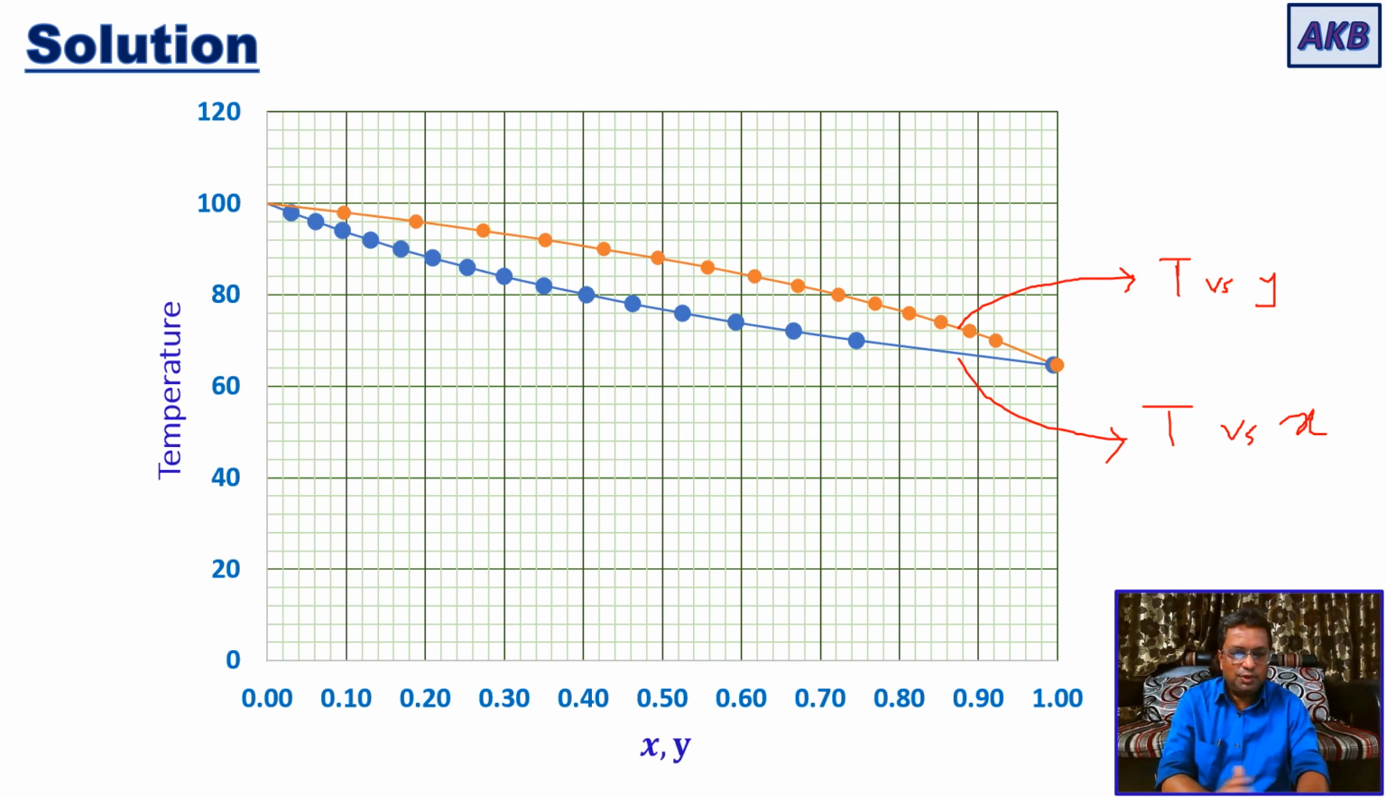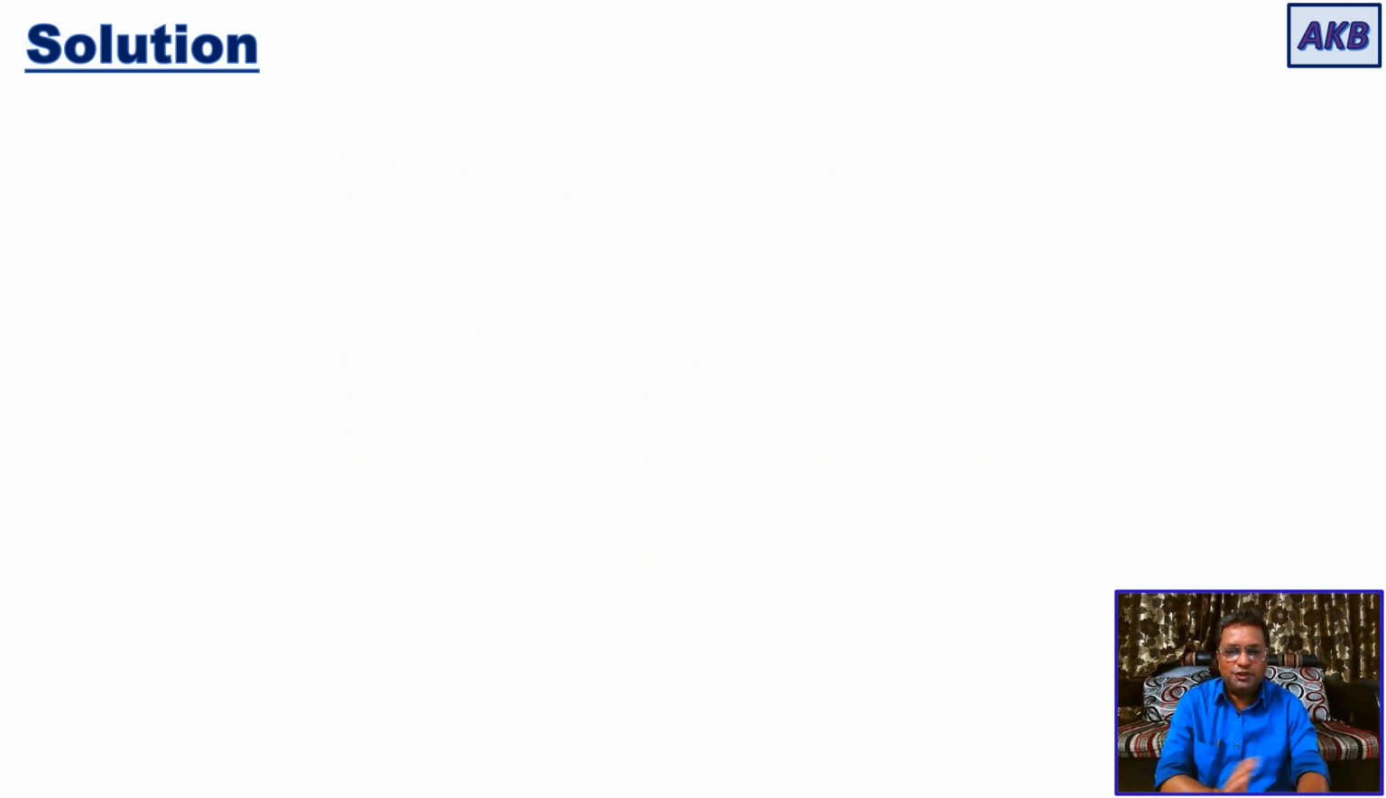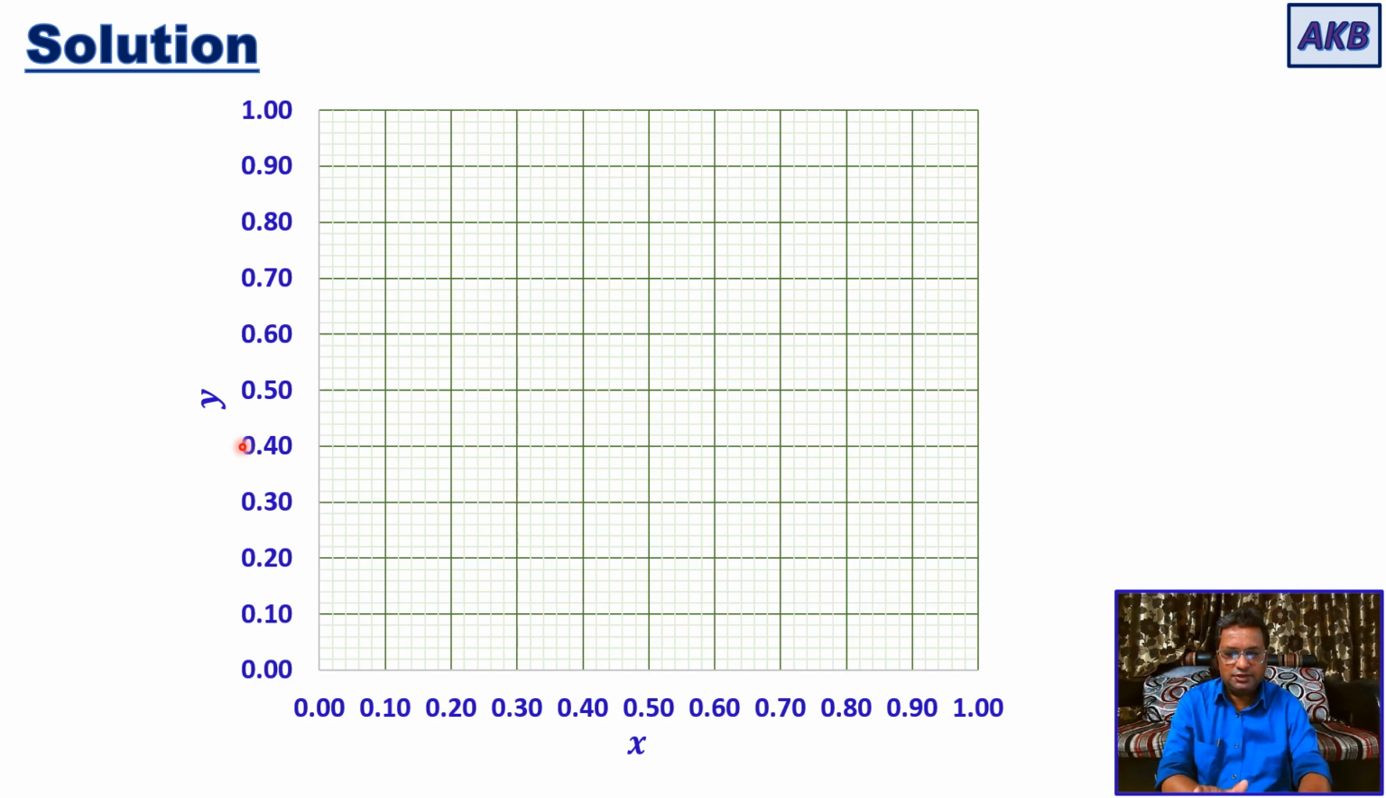So plotting of the boiling point diagram is over. Now we are left with plotting of the distribution diagram. For that, x, that is the mole fraction of methanol in the liquid solution, will be plotted on the x-axis, and the mole fraction of methanol in the vapor phase will be plotted on the y-axis. All x values we are going to plot on the x-axis, and all y values on the y-axis. If you plot the data, you'll be getting a curve like this. And for reference, we can draw a diagonal line.